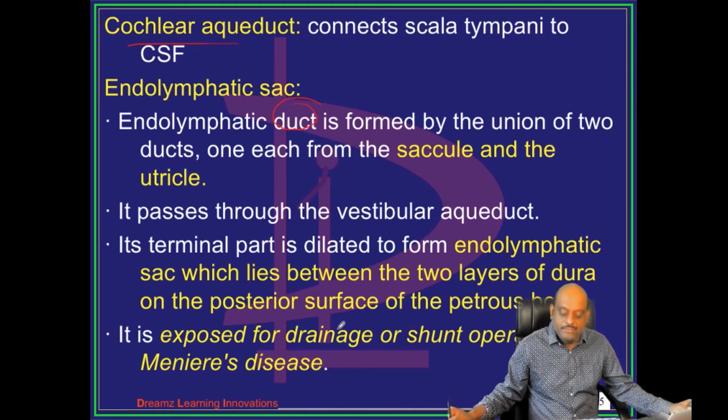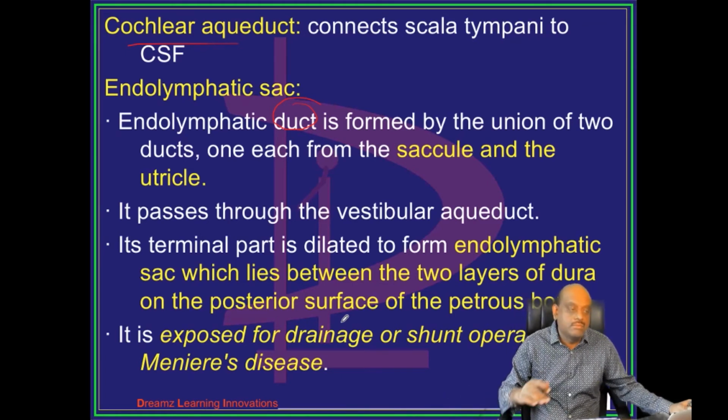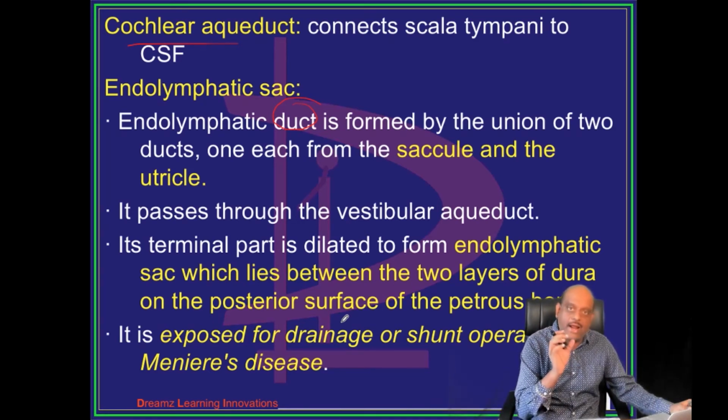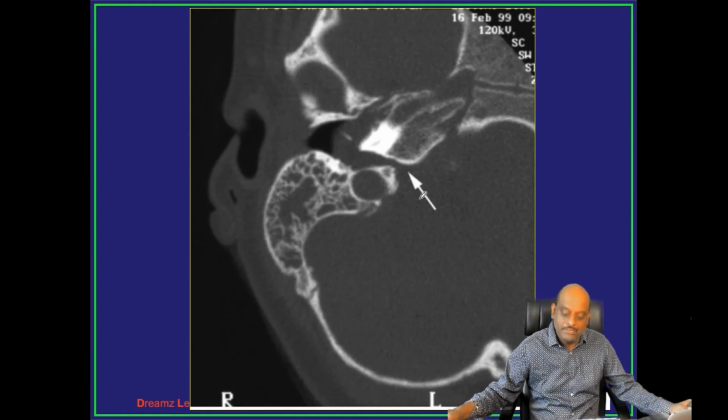Then in case of Meniere's, how do you treat it? You do a shunt operation in order to let the hydropic endolymphatic sac drain in case of Meniere's disease, is what you should remember.